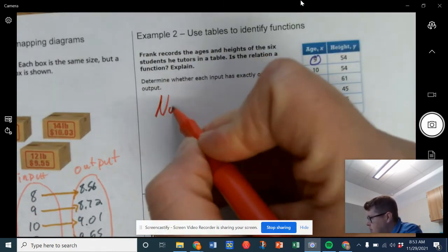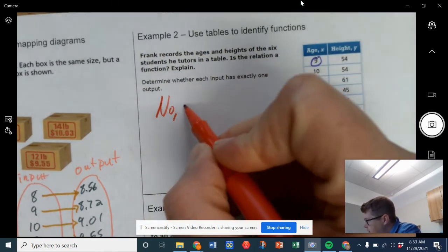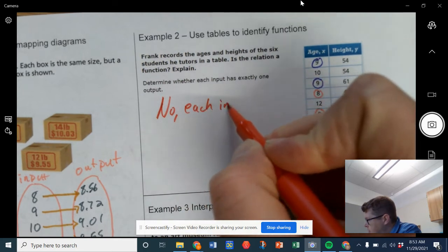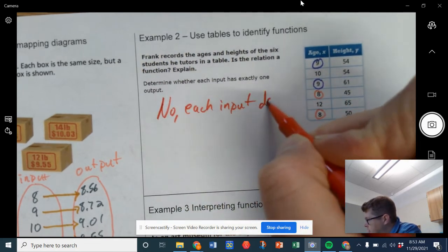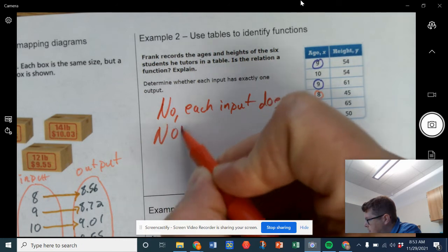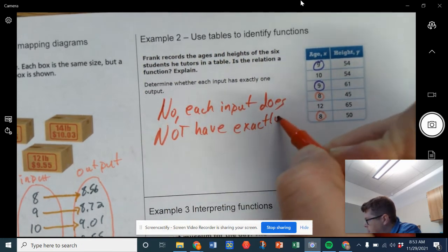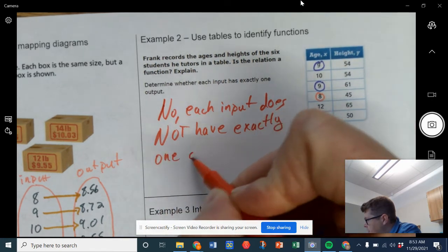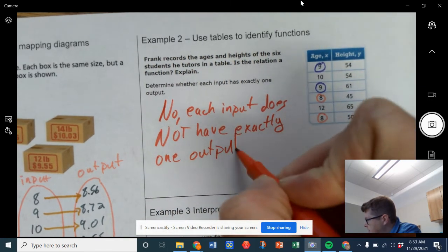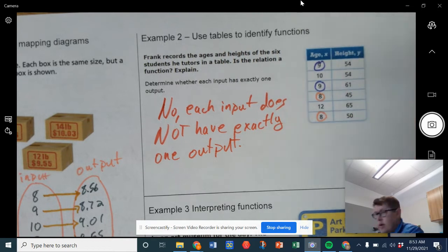So it's super not a function, right? So no, each input does not have exactly one output. Another way to think about this is you have a doubling or a repeat of your x values, right? A repeat of your x values.